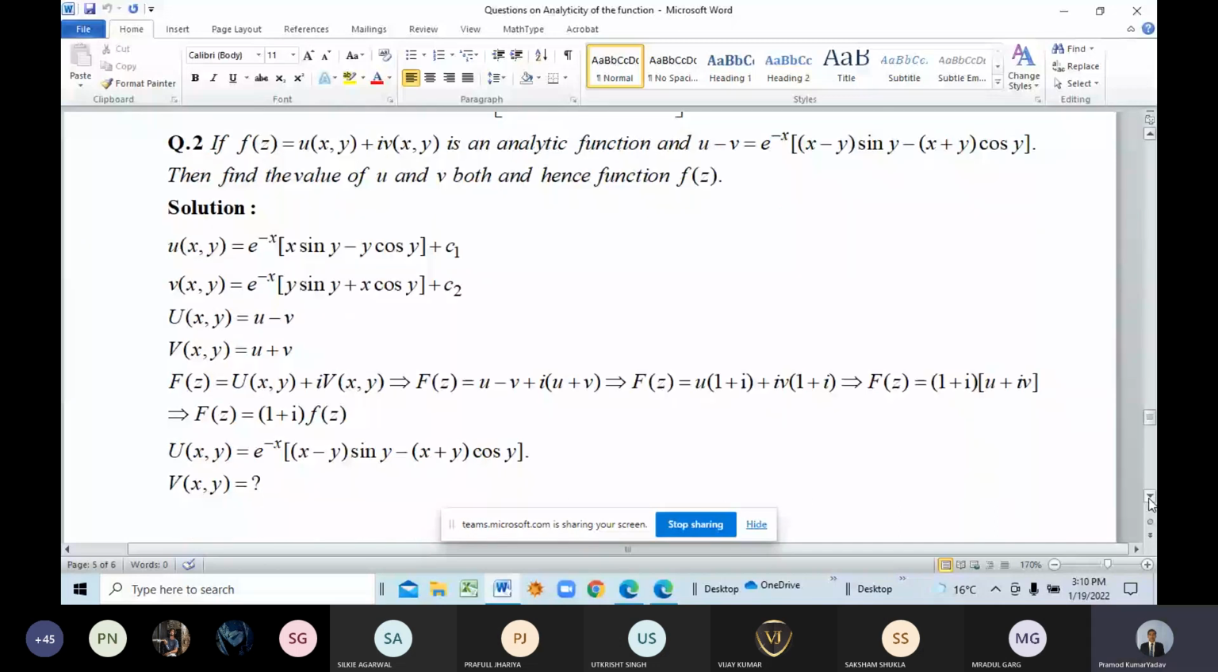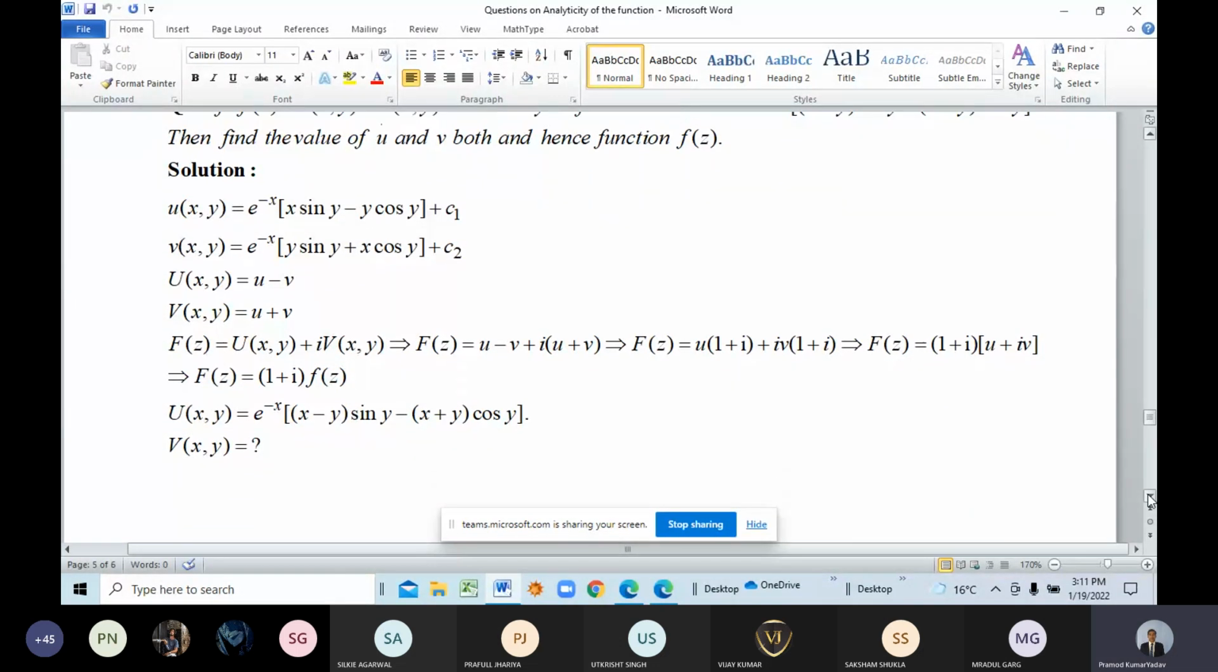With the help of capital U and V, we got capital F(z), and that F(z) was U plus iV. With the help of these, we got a relation between capital F(z) and small f(z). So if we know capital F(z), then we can find small f(z), which was our target. To find capital F(z), we need U and V. Because u minus v is known, capital U is known. If capital U is known, then in the previous manner we can find capital V, and hence we can find capital F(z), and then small f(z), which is the required solution.